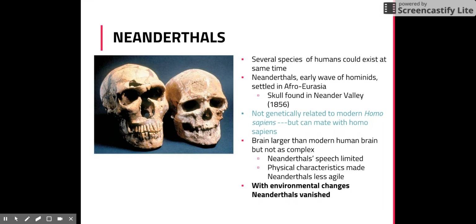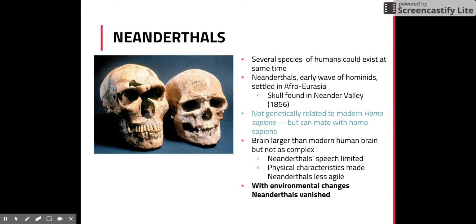Eventually, by about 100,000 years ago, we have the evolution of Neanderthals. And Neanderthals are another species of human, and they actually existed at the same time as regular modern humans existed. They are not genetically related to modern humans, but some scientists have argued that they have mated with Homo sapiens and that some Homo sapien DNA came from Neanderthals, maybe about 4%.